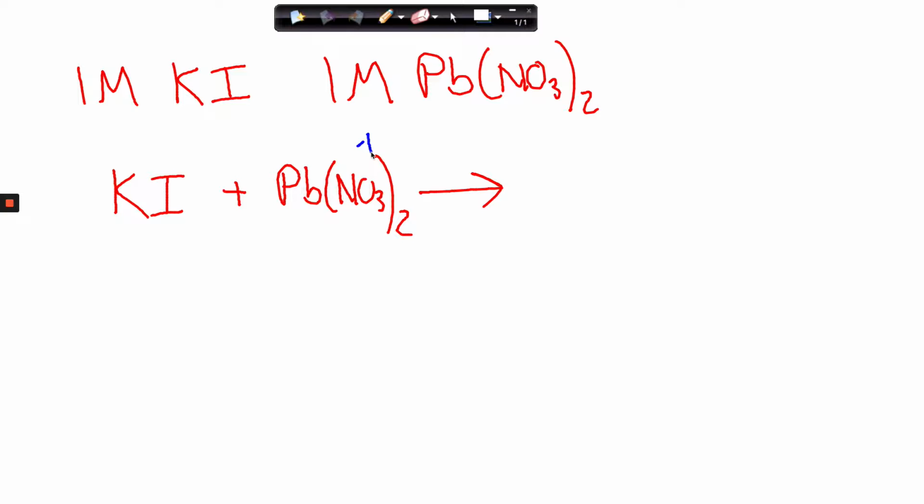You should be able to look at a periodic table and know that everything in group 1, including potassium, is +1. You should know that everything in group 7, including iodide, is -1. But guys, lead, and you don't even need to know this, lead can have more than one charge. But in this particular instance, what does the charge of lead have to be? +2. Because this is -1 and there's 2 of them.